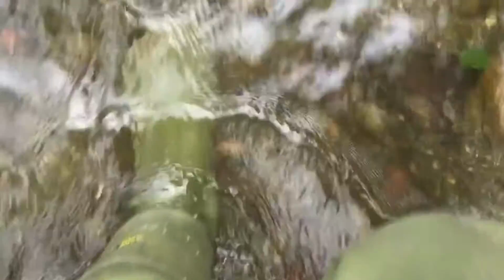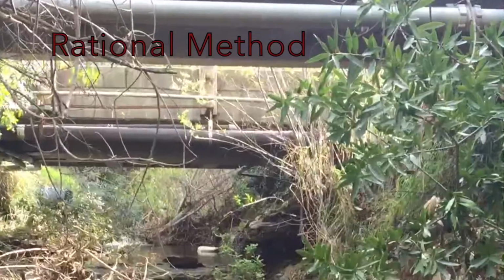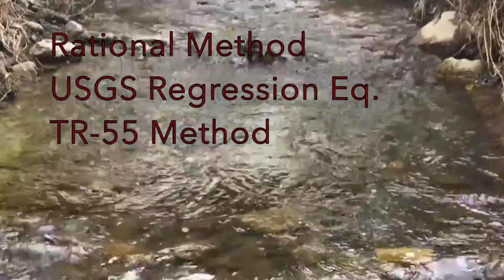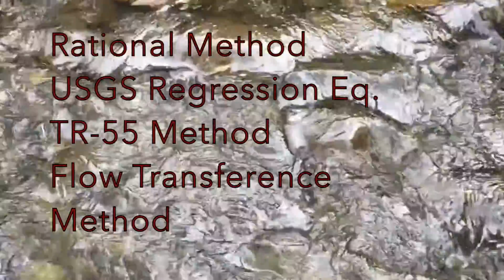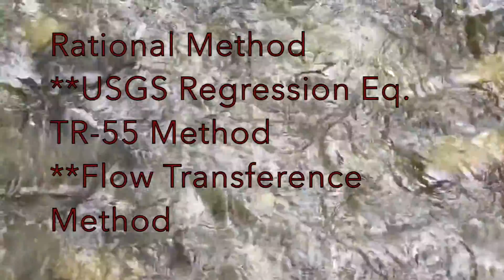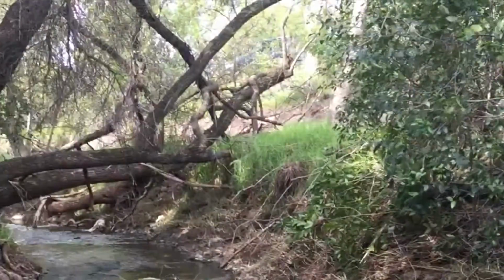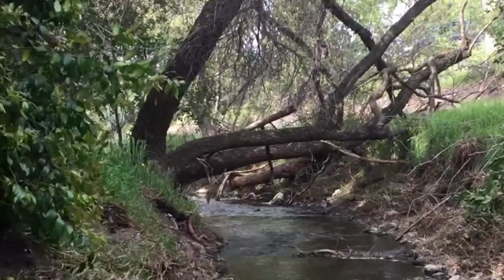To determine the 100-year peak flow or discharge your culvert needs to pass, there are several methods you can use, including the rational method, USGS regression equations, the TR55 method, or the flow transference method. The flow transference and USGS regression equations would be best, and using both as a comparison would ensure a more accurate estimation of the peak flow.